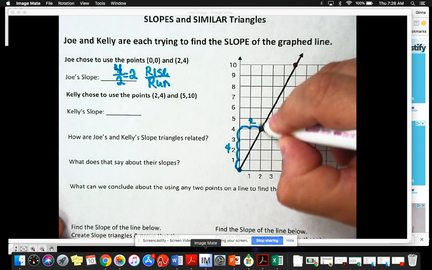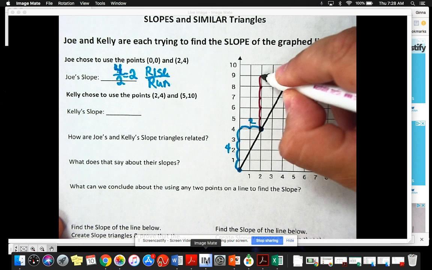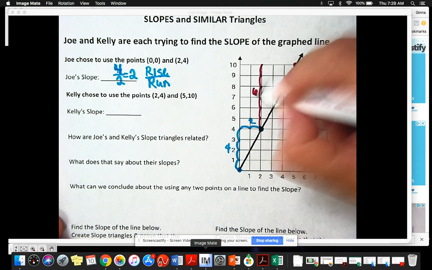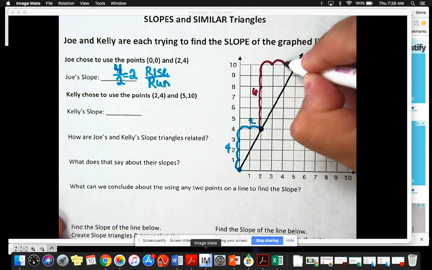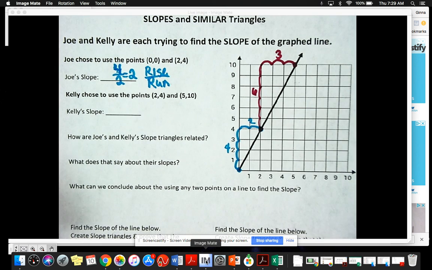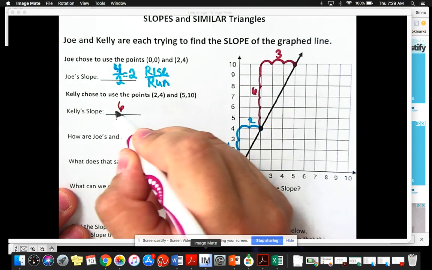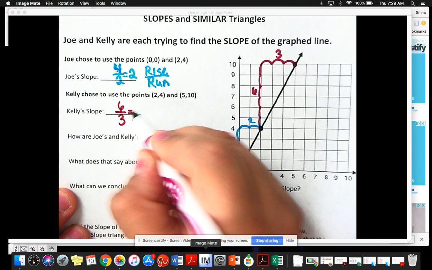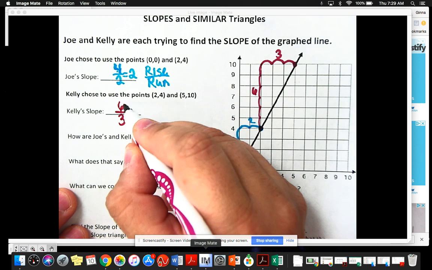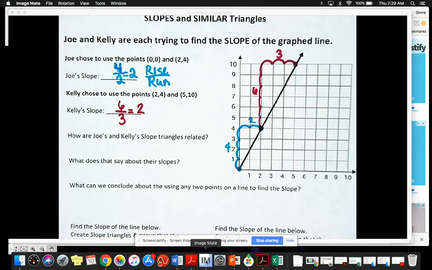Let's see. 1, 2, 3, 4, 5, 6. So she went up 6, and she went over 1, 2, 3. So it'd be 6 over 3. If we write it again over here, rise was 6, run was 3, and 6 divided by 3 simplifies to 2 also. So they went to 2 different points, but they got the same slope.